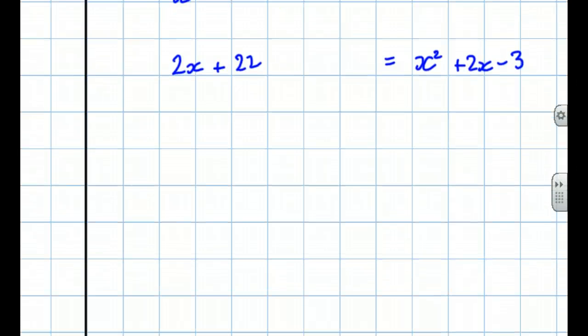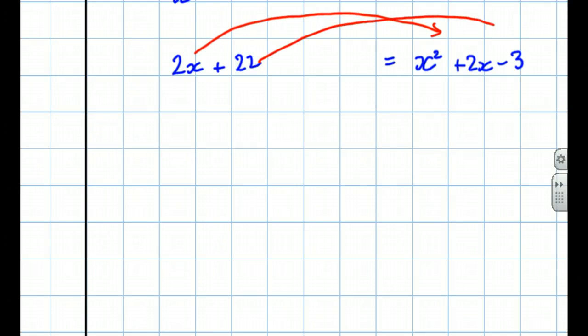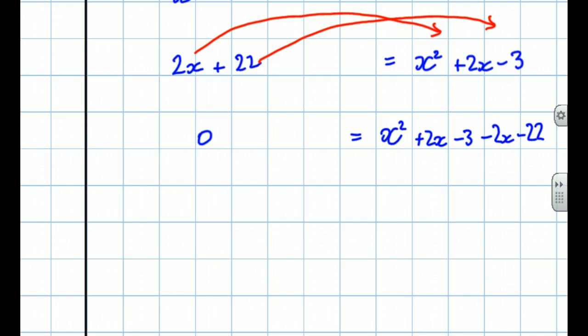This is generally worth a lot of marks in the exam. Well, I turn it into a quadratic, so I get all the terms on one side, moving them across so that I have 0 on the left. So 0 is equal to x squared plus 2x minus 3 minus the 2x I moved, minus 22. In other words, you're left with x squared minus 25 is equal to 0.